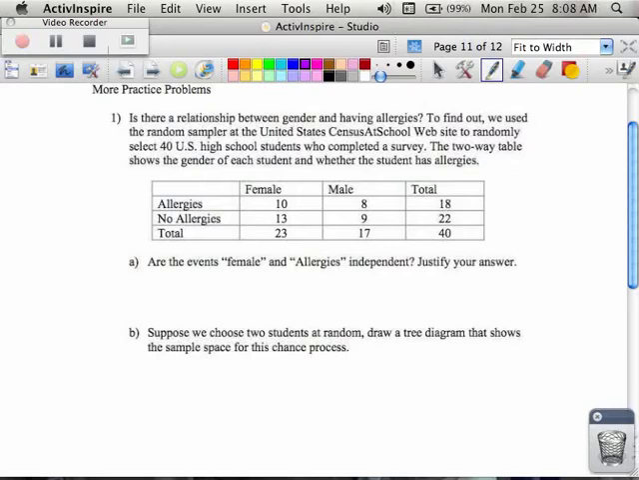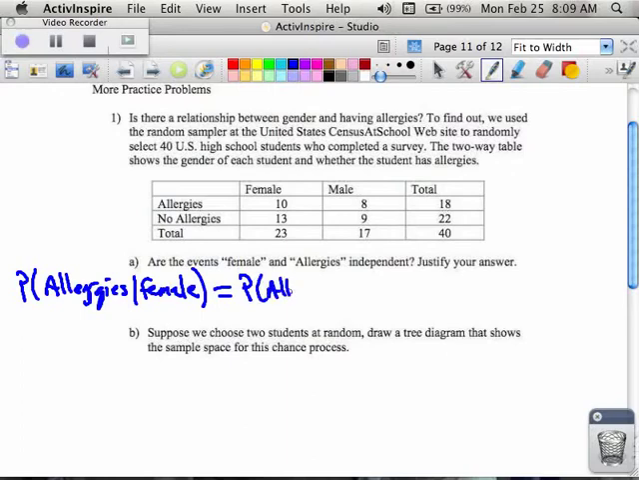That's the first question. So the way to figure this out is we say, what is the probability of having allergies given that you're a female? And is that equal to, then, the probability of just having the allergies? That's the question.